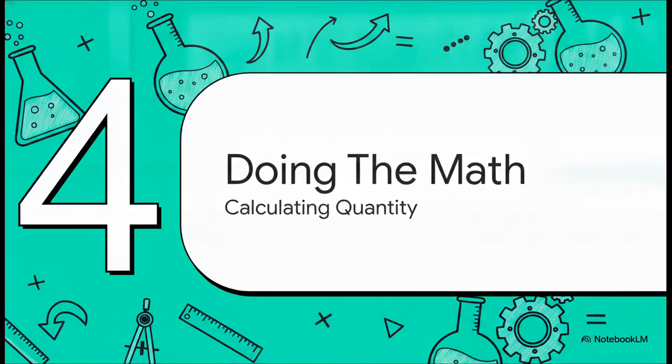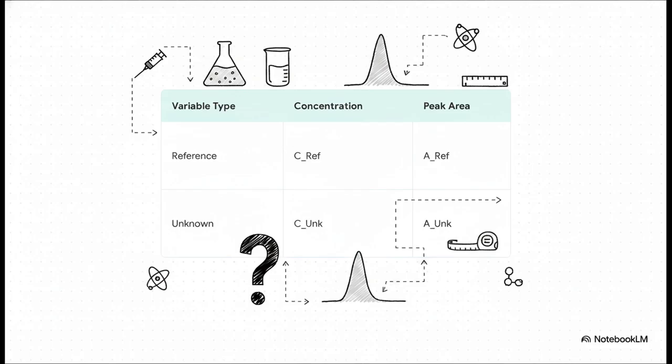Section 4, doing the math. Let's look at the numbers. Okay, let's slow things down just a bit, because we need to look at exactly how we calculate this. The crucial point is keeping our variables completely organized. For our reference compound, we already know the concentration, let's call it Cref, and we just measured the peak area, Aref. For our unknown sample, we're trying to find its concentration, Cunc, and we just measured its resulting peak area, Aunc. When you lay it all out, it basically becomes a very straightforward, classic find the missing variable math puzzle.